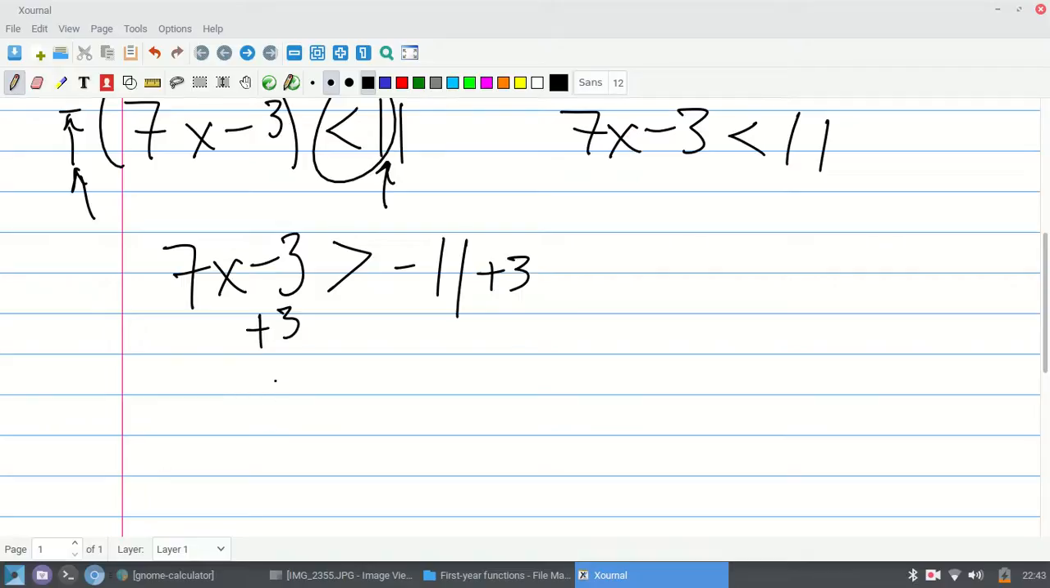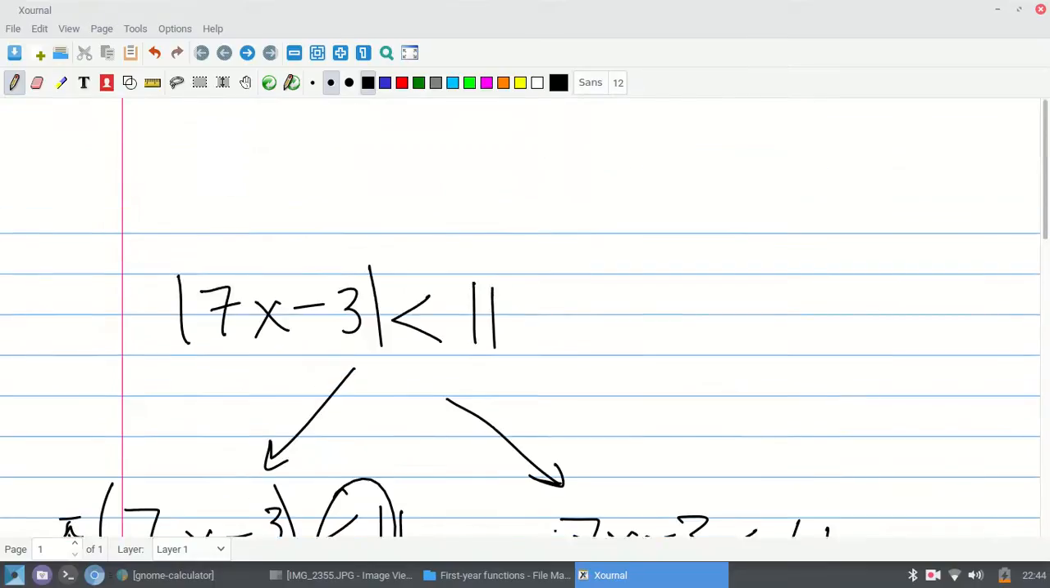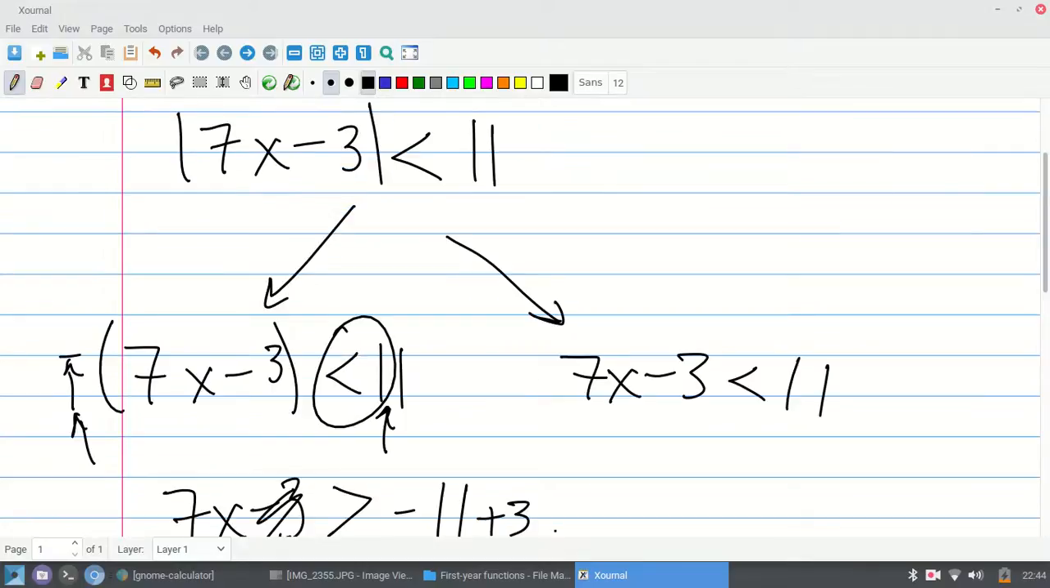And so I end up getting that 7x is greater than negative 11 plus 3. That's negative 8. So x is greater than negative 8 over 7. That's the first part, right? I'm not done. I've got to solve for the rest, right?